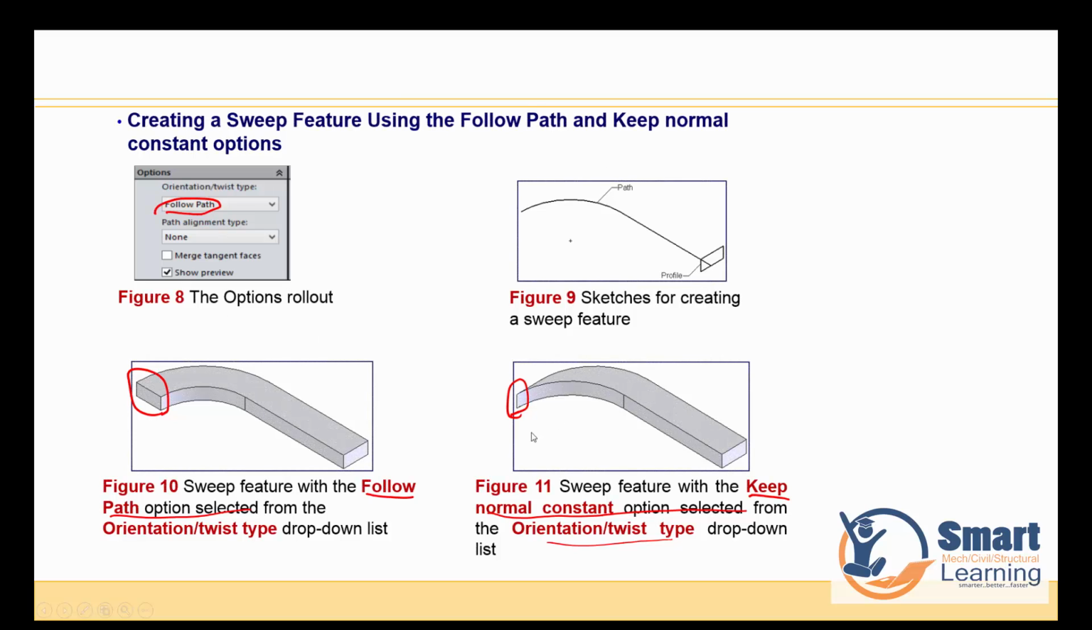But we discuss another case here where we can directly go to follow path none, and another case where we go for keep normal constant, and the orientation and twist type drop-down list. You can also control that. We'll see the keep normal constant option selected, and we'll discuss that as well.